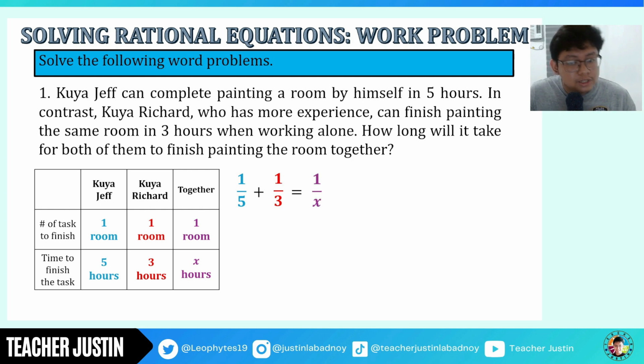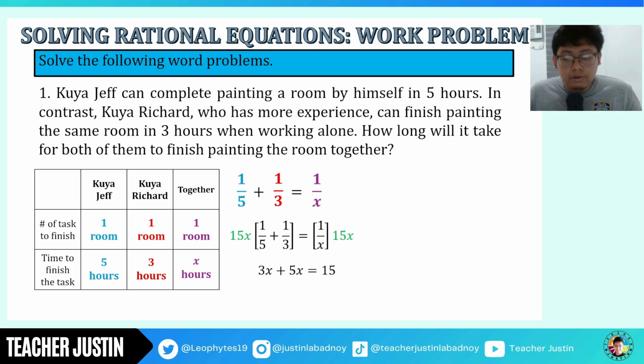Now, how do we solve this rational equation? Our next step is to multiply both sides by the least common denominator. So what is our least common denominator? We have 5, 3, and x. Since all of them are prime, we can multiply them all together. So 5 times 3 times x, that will be 15x. We will multiply both sides by 15x. We apply the distributive property, and we will end up with 3x plus 5x is equal to 15.